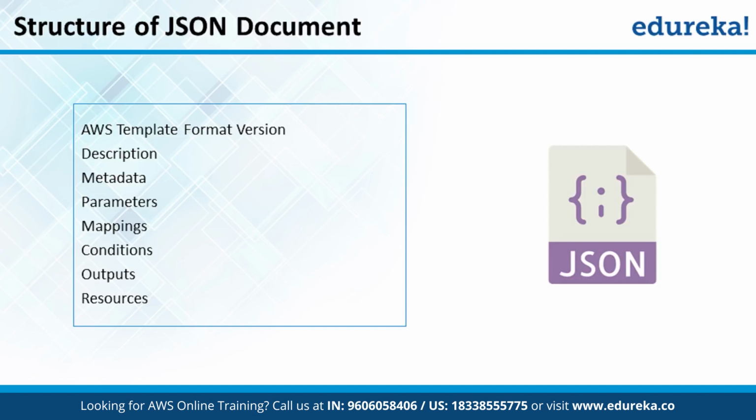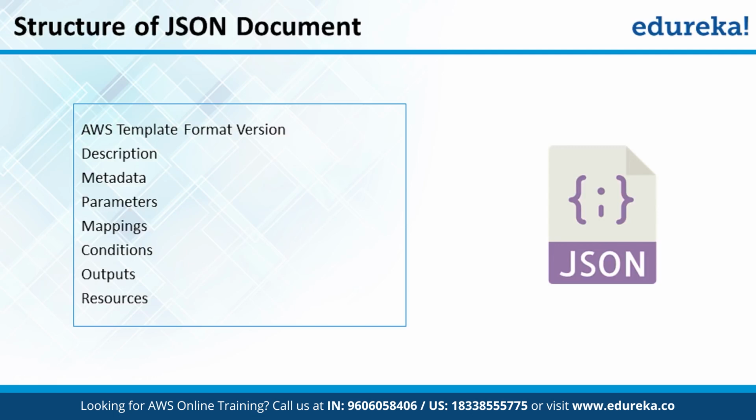The first field will be the AWS template format version. This will basically contain the version of your template. Next up is the description. The description is a text-only field wherein you'll be describing your template in words. If I'm a user and I want to know what your JSON does, without reading your JSON script from beginning to end, I can read the description in simple English and understand what your JSON script will do. Then you have the metadata.